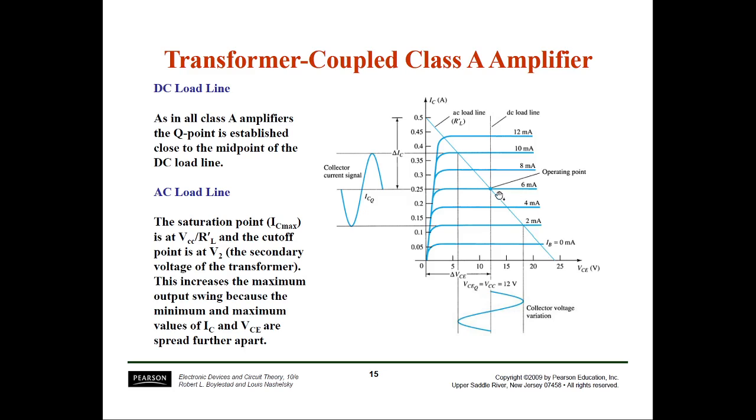We are keeping the Q point at the center of the DC load line. Then the current swing is like this, which is my collector current. The current will conduct the full waveform, and in the output cycle with the voltage, the whole current conduction will be carried out in the output current.